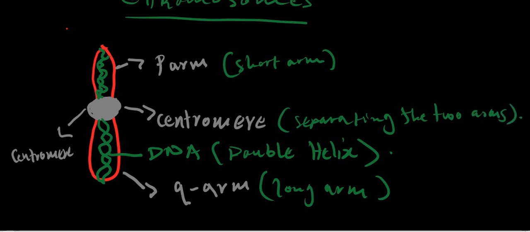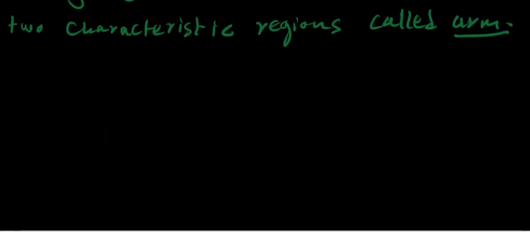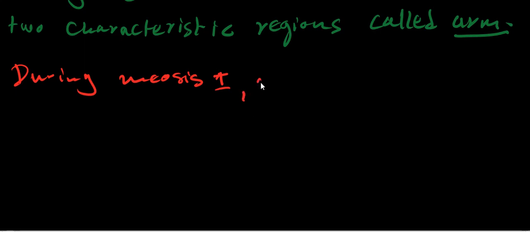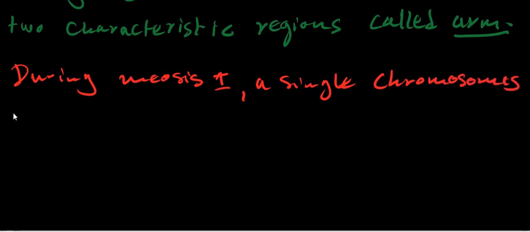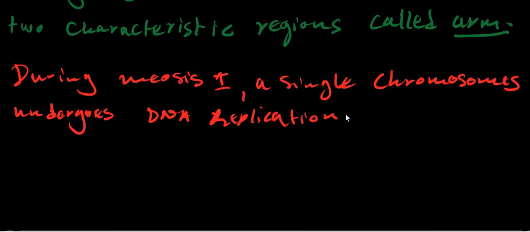Okay, so with that being said, ladies and gentlemen, please get that point. During meiosis 1, remember meiosis is divided into two: there is meiosis 1 and meiosis 2. So during meiosis 1, a single chromosome undergoes DNA replication. This DNA replication is taking place in the cell, during meiosis 1.